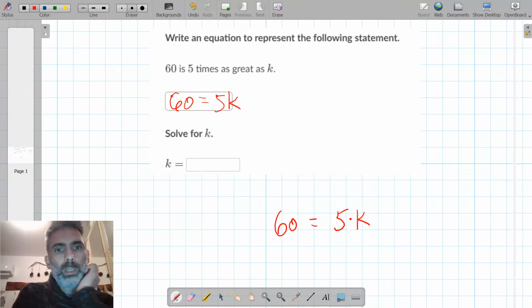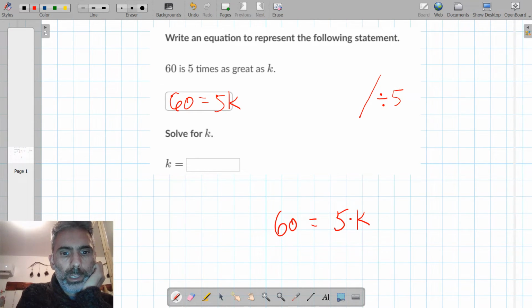Okay, now we need to isolate the k, so we need to divide both sides of the equation by 5. So on the right hand side we are left with k, and on the left hand side we need to divide 60 by 5, which means the left hand side is 12 and the right hand side is k.